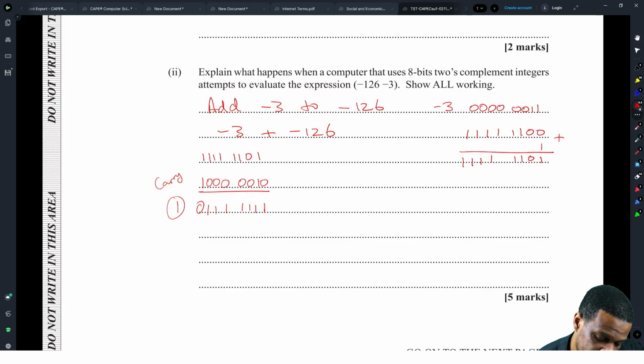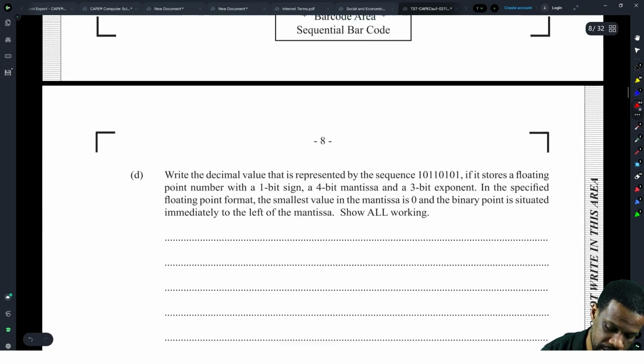How are they breaking this up into 5 marks? I guess you would get 2 marks for doing the 2's complement from -3, knowing that you have to add it to the -126 as 1, then add in here and getting the carry 1. Yeah, that should be 5 marks then. That is worth 5 marks.